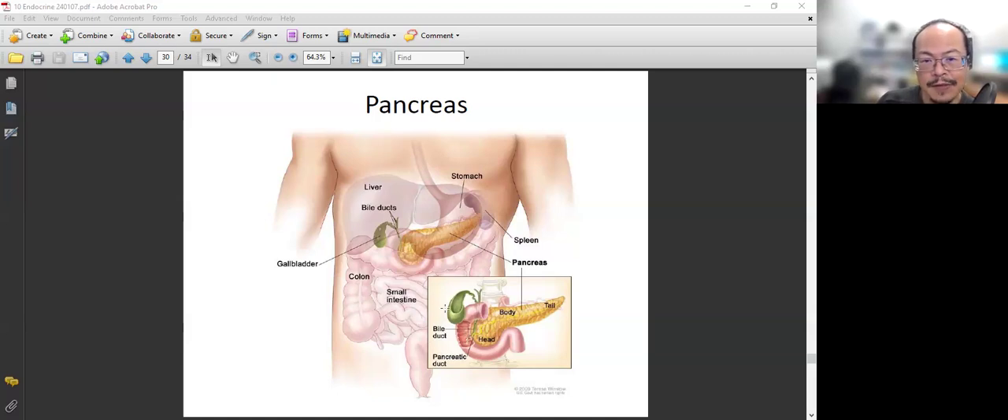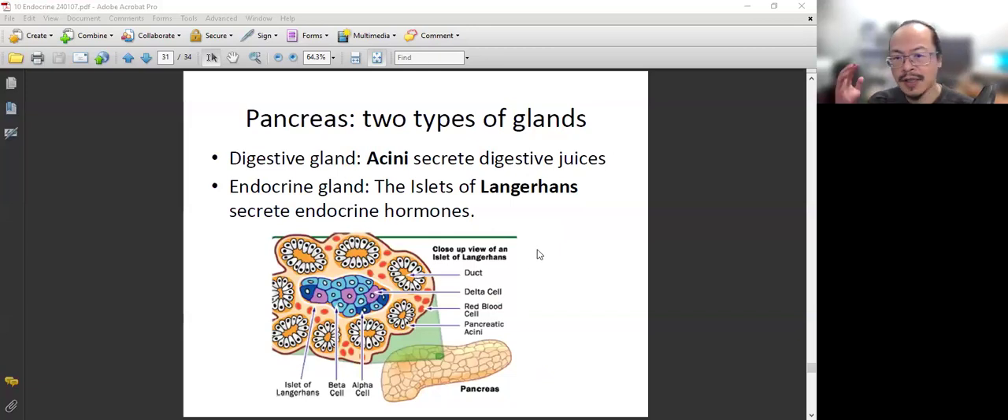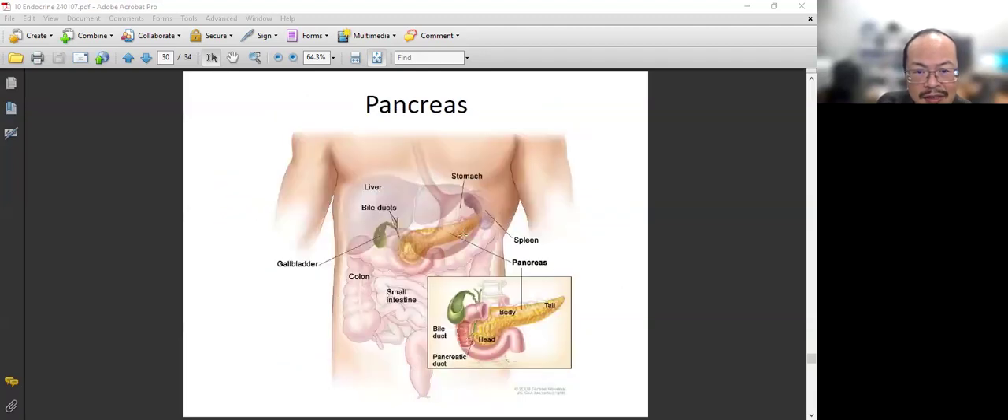If we cut it open, we can see that these two functions are actually two different portions. If we cut it through, we can see that it has several of these circles, cells formed as a circle. This is actually the duct. These ducts guide the digestive enzymes toward the small intestine. So here are the ducts; they guide the enzymes into the small intestine.